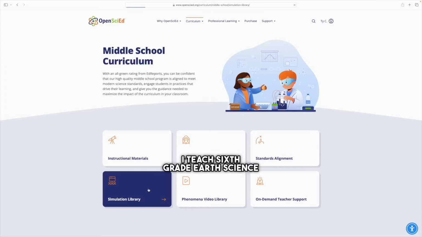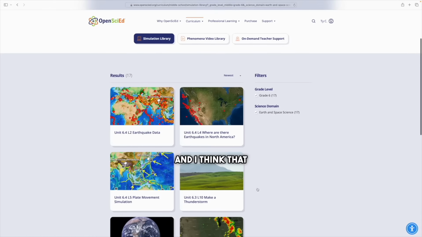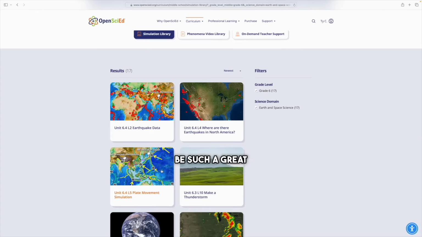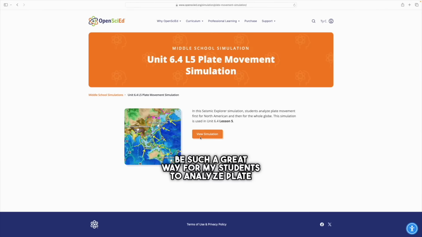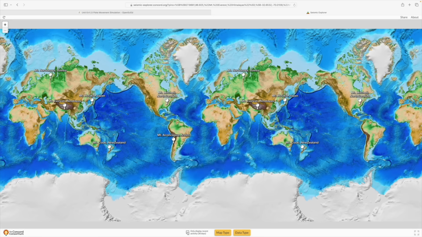I teach 6th grade earth science, and I can use the filters right here on the sidebar to find a simulation that's going to work great with my students. And I think that this plate movement simulation would be such a great way for my students to analyze plate movement, and they could see how plate tectonics are at play with this simulation.